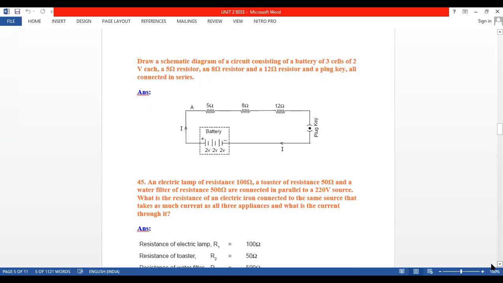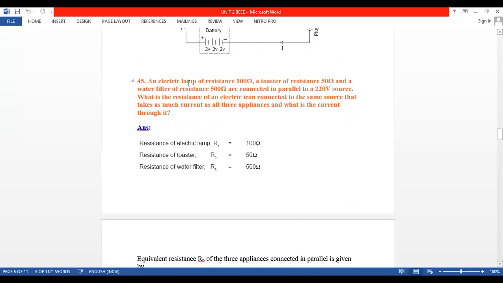Now we'll take one problem. Next problem on this one. Electric lamp, which has... I cannot draw an electric lamp, so we take the resistance of the electric lamp. Electric lamp contains certain opposition. How much ohms here? 100 ohms. A toaster, bread toaster. Bread toaster contains the opposition. Resistance how much? 50 ohms. Water filter, resistance 500 ohms, are connected in parallel. So how many resistors are we having here? 3 resistors. 150 and 500 are connected in parallel and connected to 220 volts.